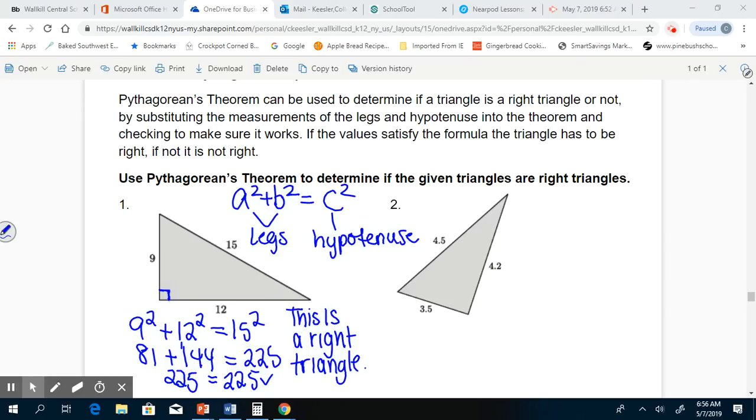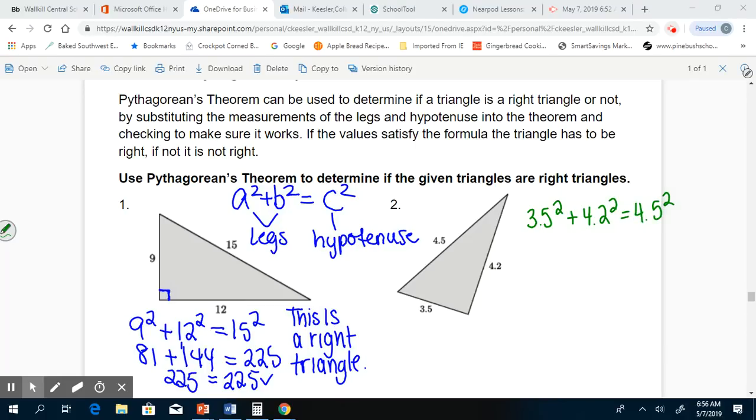For number two, again, using that same method, we're going to substitute in the shorter lengths for A and B and the longer length for C. So we have 3.5 and 4.2 being the legs and 4.5 being the hypotenuse. So 3.5 squared plus 4.2 squared equals 4.5 squared.